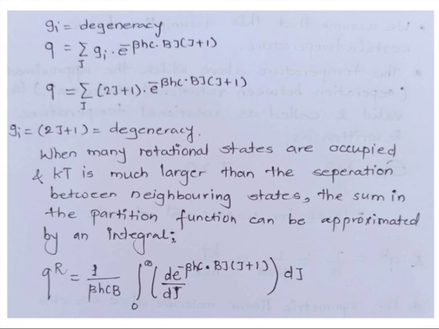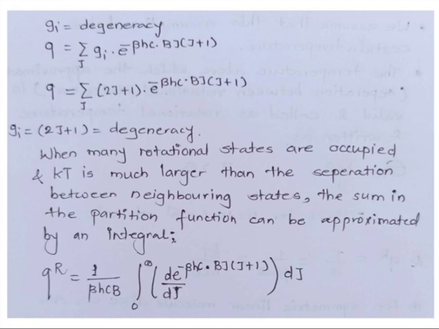And when the Boltzmann constant into temperature, that value, is much larger than the separation between the neighboring states, then the sum in the partition function can be approximated by an integral. Means simply when kT is very large compared to the separation between two energy levels, the sum in the partition function can be approximated by the integral. So we can take the integration of this value. We can remove Gi because now the energy levels are considered non-degenerate. Only a few energy levels are degenerate.